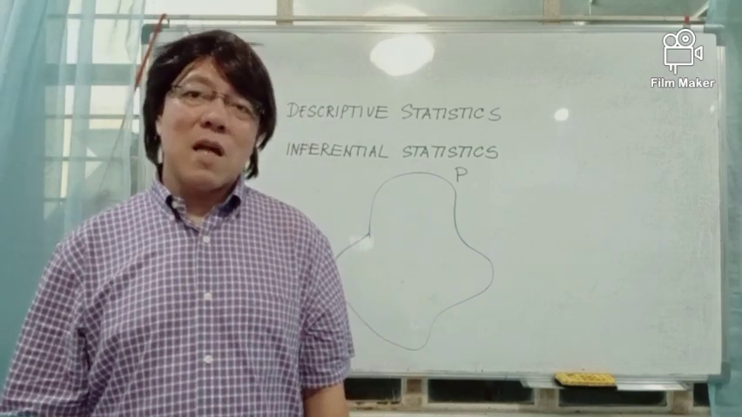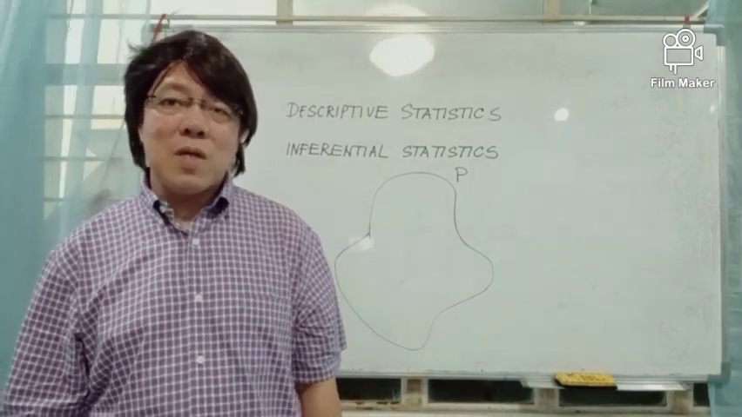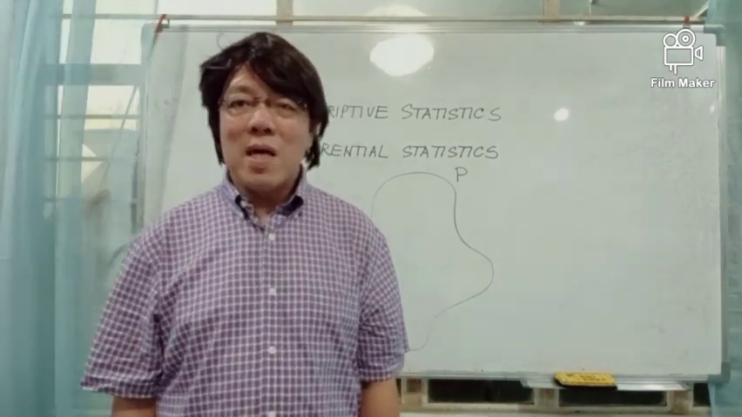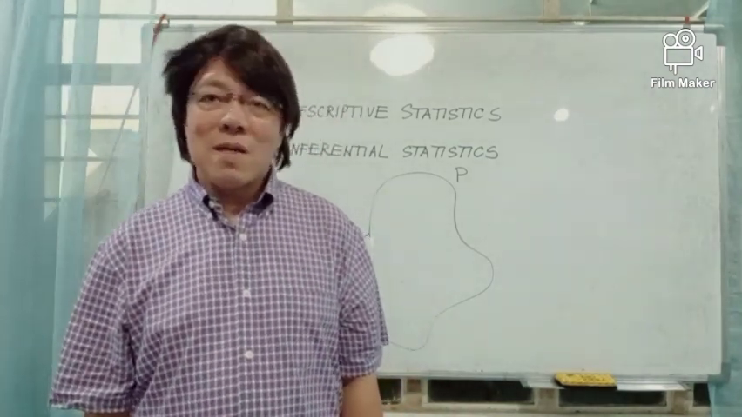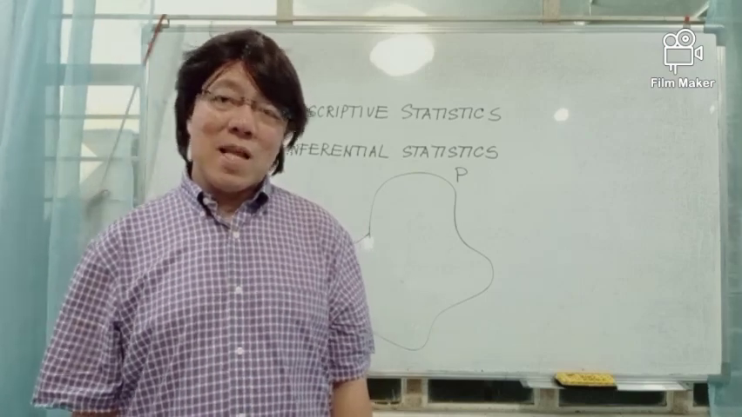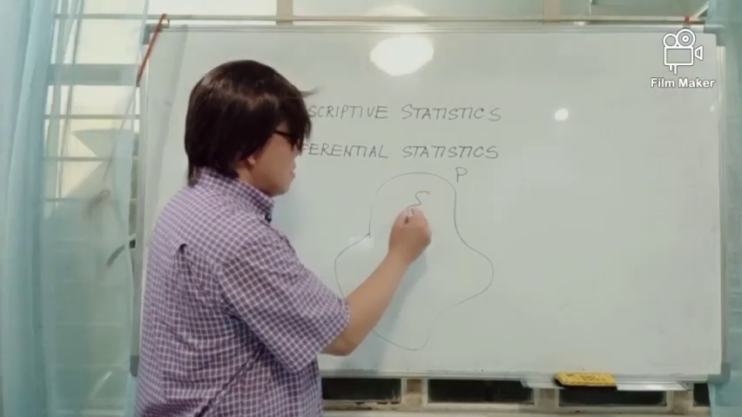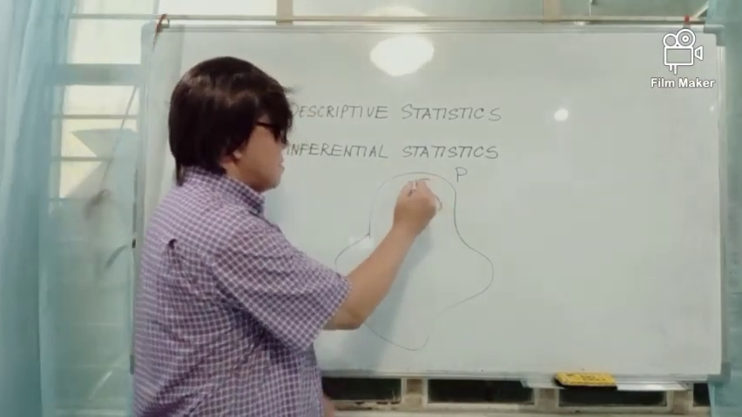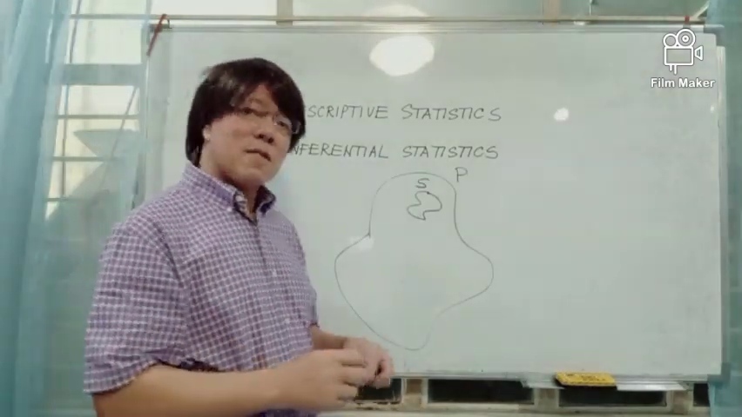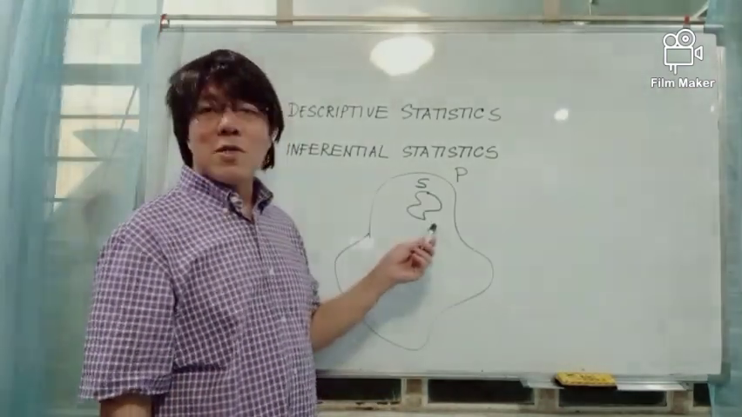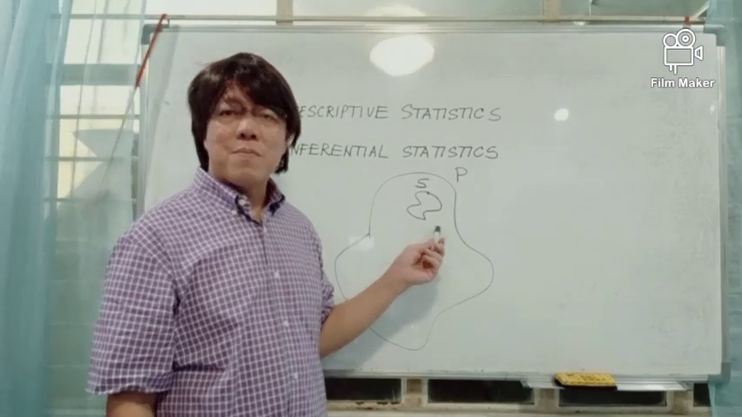the size, the number of members in the population can be too large to be managed well by the researcher. So what the researcher does is to select a sample. The researcher selects a sample from the population, and the researcher collects data from this sample.